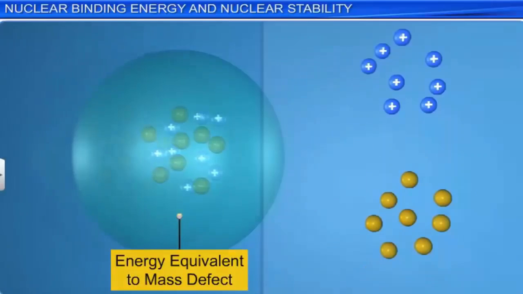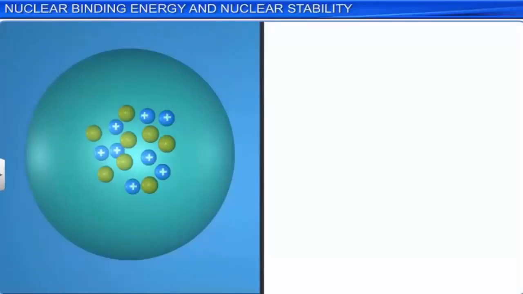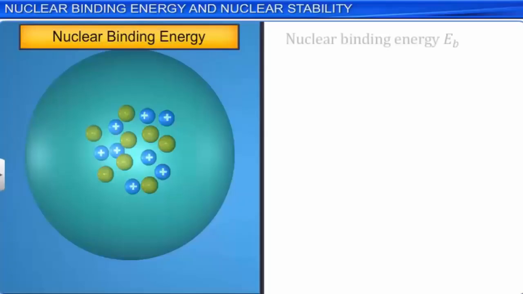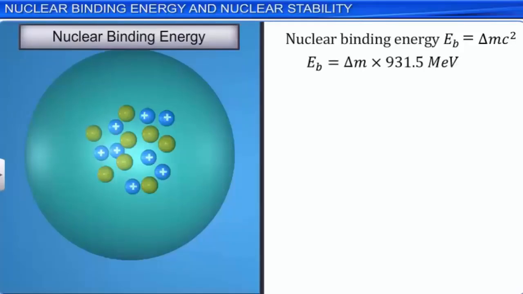The energy equivalent to the mass defect is obtained by Einstein's mass-energy relation. This energy is called the binding energy and is denoted by EB equal to delta M into c², if delta M is taken in kilogram. If delta M is taken in million electron volt, then EB is equal to delta M into 931.5, as discussed earlier. Energy equal to binding energy is released when the constituents of a nucleus are brought together. This same energy is required to break a nucleus into its constituent nucleons.